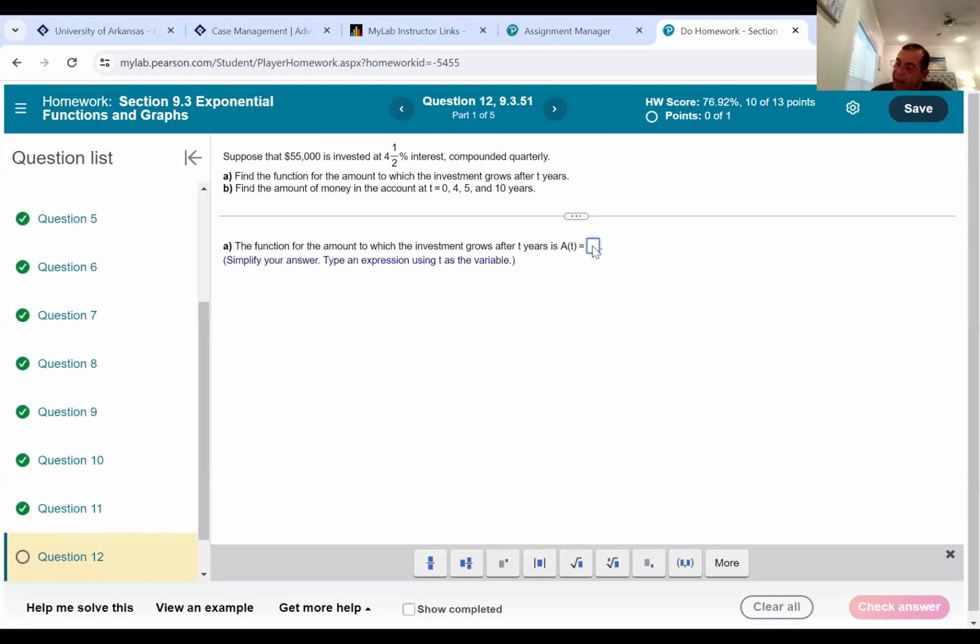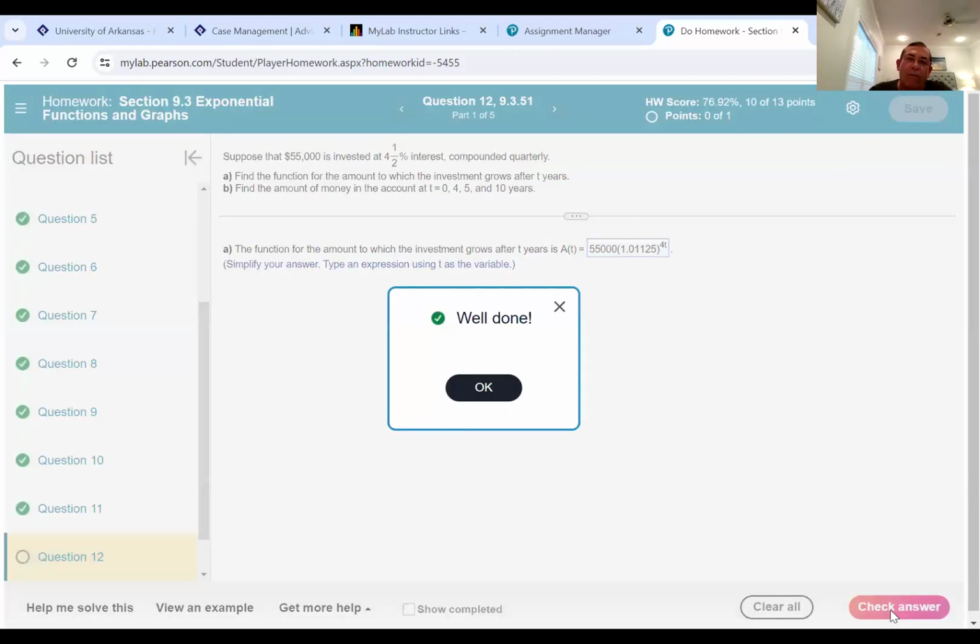All right, so they give me the A of T already, so I'm going to put in my 55,000. Then I had parentheses 1.01125, close parentheses, and then for my exponent, that was 4t. Okay, y'all, you got to simplify the parentheses or they mark this one wrong for you, okay?